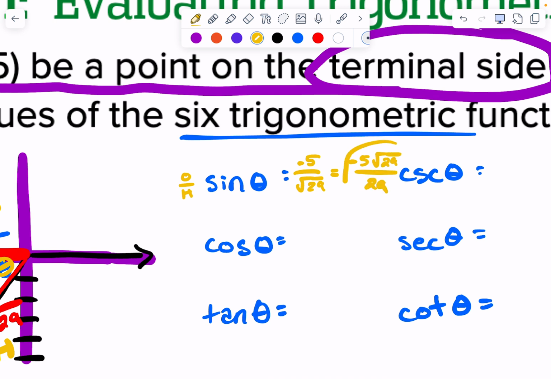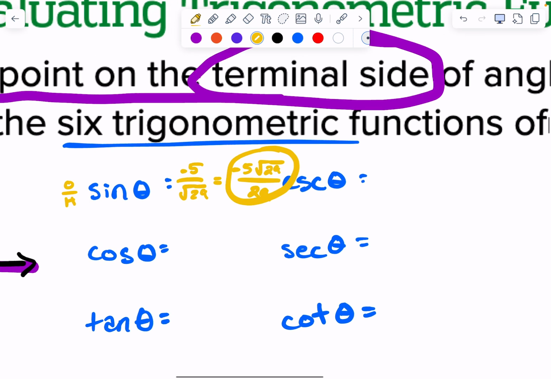Beautiful. Got it. Okay, cosecant would be cosecant, take and flip this guy. Square root of 29 over 5. Square root of 29 over -5. I'm going to put the negative out front. Negative square root of 29 over 5.